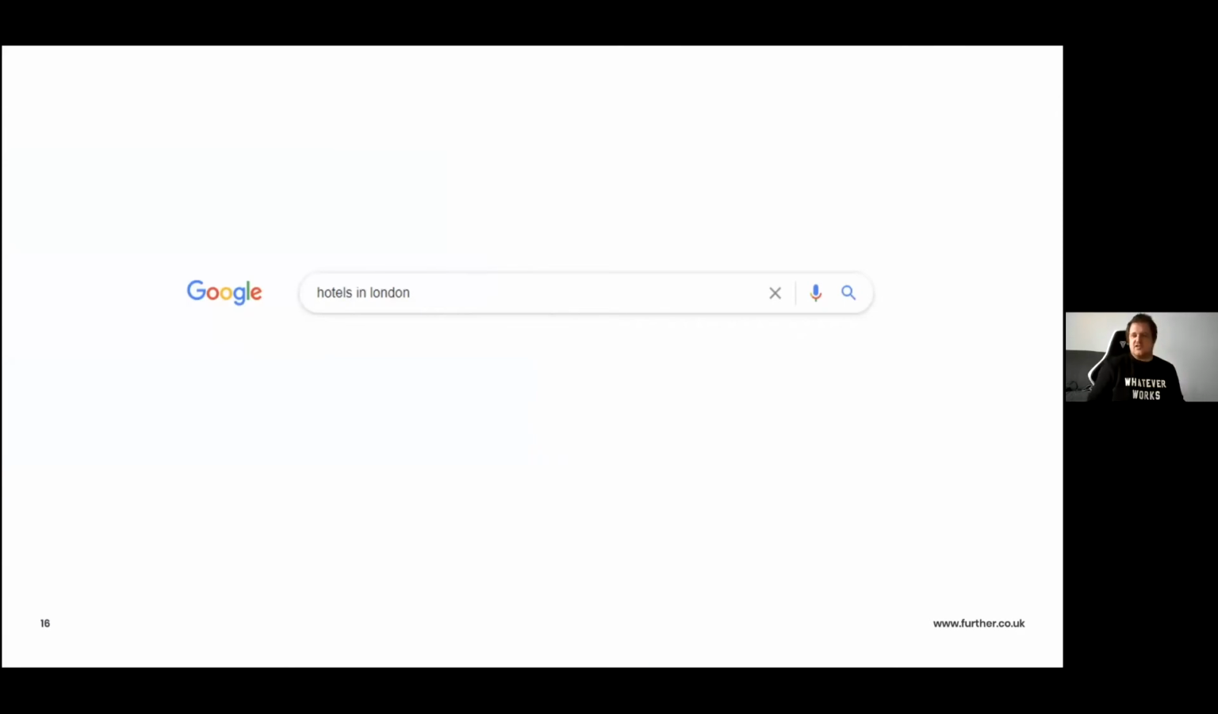Say you're creating a search engine, right? Somebody's searching hotels in London, right? And you want to predict what's the best website to put in front of the person who searched hotels in London. Now, I think something like 300,000 people search that every month, or at least in a normal year, probably not now.